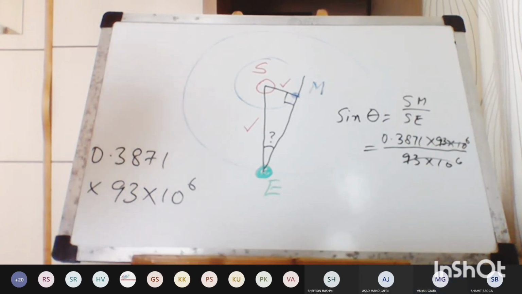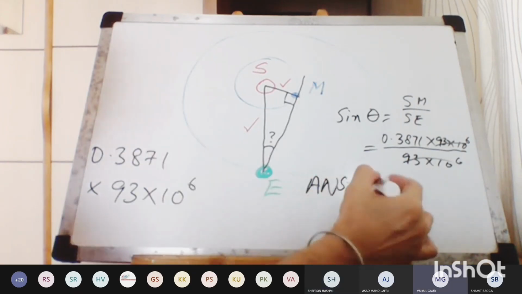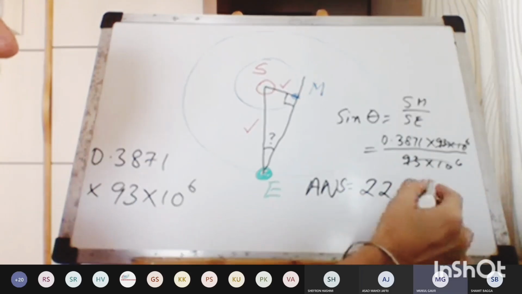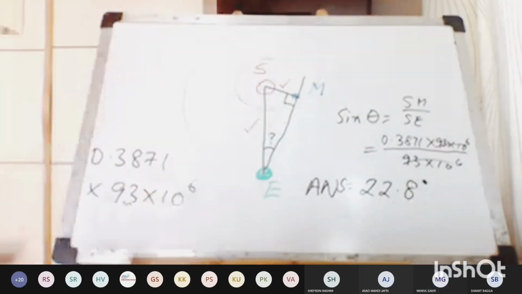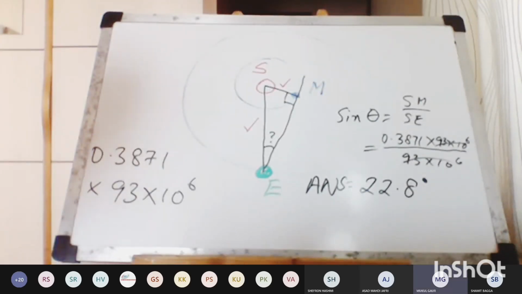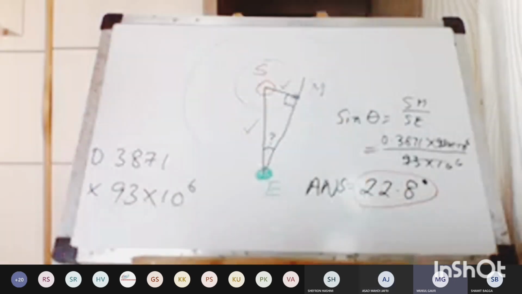Take out your calculators. 22.77. 22.77. So the answer is equal to 22.8 degrees. That is the maximum elongation of Mercury. Everyone got this answer now? Yes or no? Yes, sir.